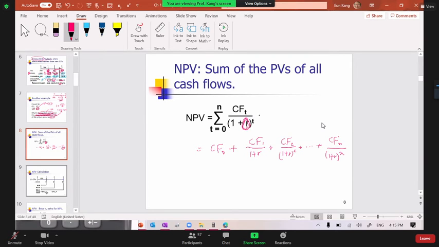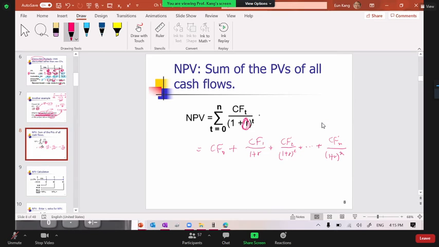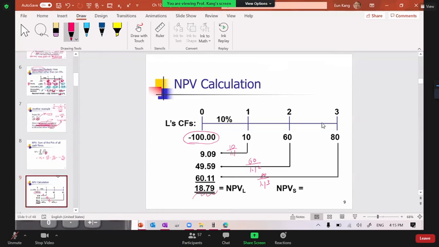And we did it already in 304, so we won't take much time. So the net present value calculation is what? You discount all the cash flows, as I said, one by one. So 10 divided by 1.1, 60 divided by 1.1 squared, 80 divided by 1.1 cubed. And then the present values: negative 100 plus 9.09 plus 49.59, 60.11, 18.79. That's the concept, but we know we can use our technology, right? So to save time, that is given.